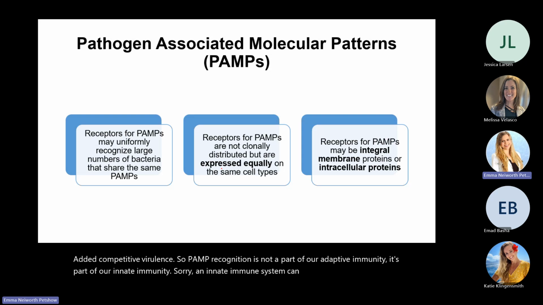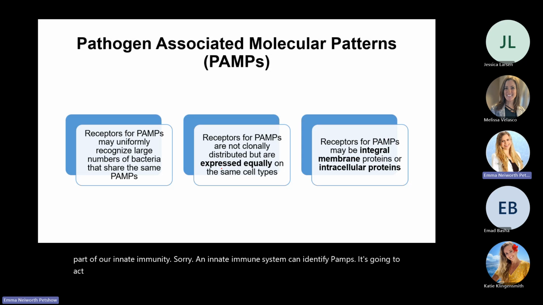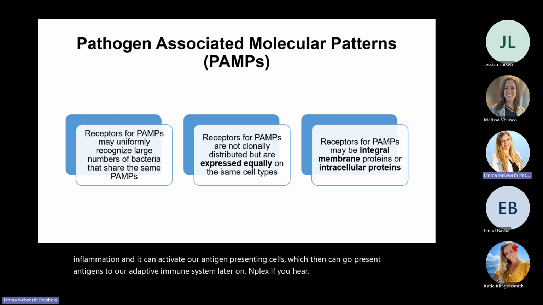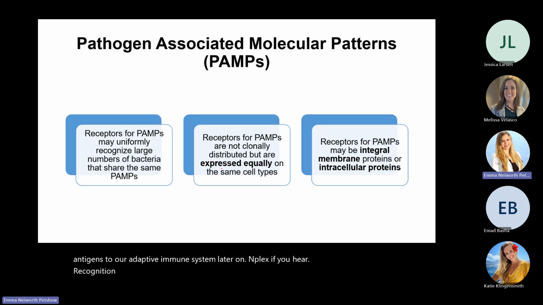It's going to act upstream then before our T's and our B's. It can help trigger cytokines, can trigger inflammation, and it can activate our antigen-presenting cells, which then can go present antigens to our adaptive immune system later on. On NPLEX, if you hear recognition of conserved motifs or rapid non-specific response, think PAMPs. PAMPs binding to a PRR, a pattern recognition receptor, that binding.